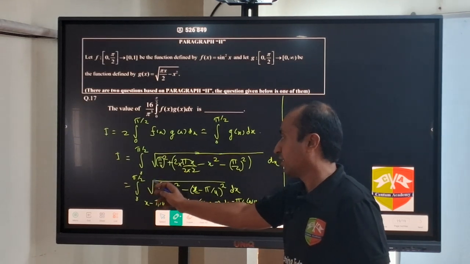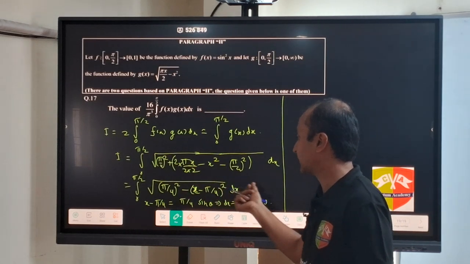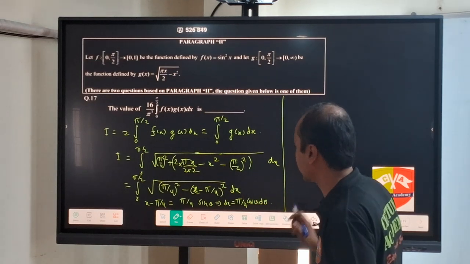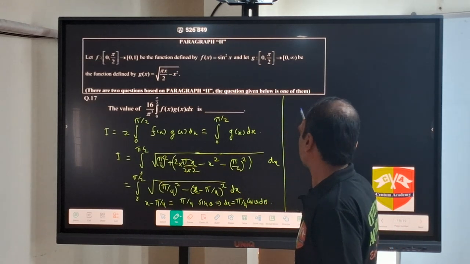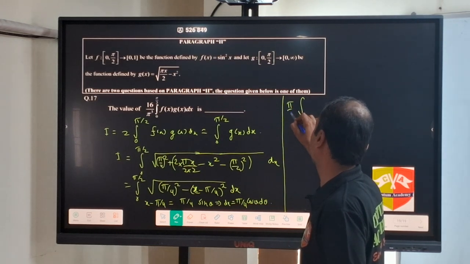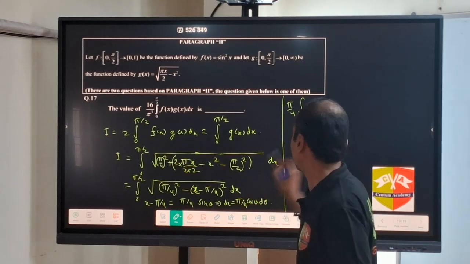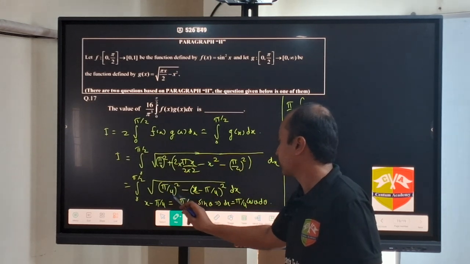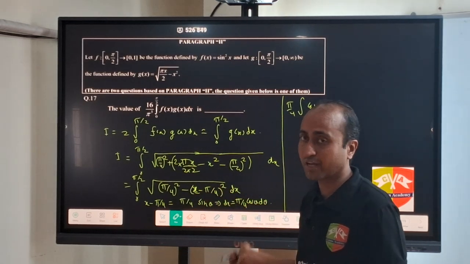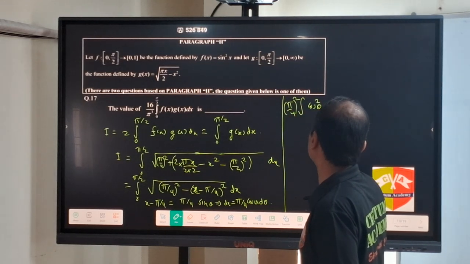Now, I'm not going to change the limits as of now. I'm just going to calculate everything in terms of theta. Then I will convert theta again in terms of x and then put the limits. So that will make our life simple. So what we have now is the integral of pi by 4 times cos theta d theta. And what will this whole expression become? (pi by 4) whole square minus (pi by 4) whole square sine square theta, which will become pi by 4 times cos theta. So we will have (pi by 4) whole square and cos square theta d theta.